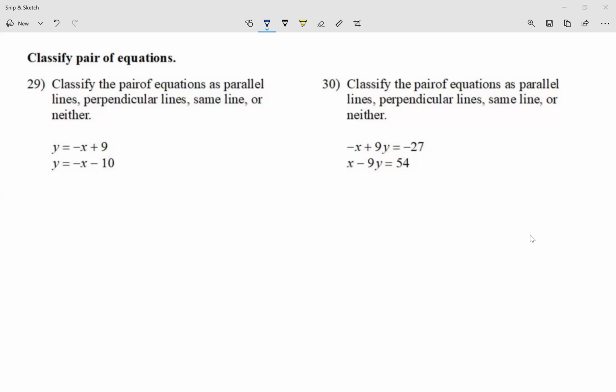Okay, for today, we're going to be working questions 29 and 30. I'm giving you the equations, and I'm asking you to classify the pair of equations. Excuse the typo, I forgot to type in the space. So classify the pair of equations as parallel lines, perpendicular lines, same line, or neither. Okay? I know we talk about slope. Yesterday, we were talking about the slope.